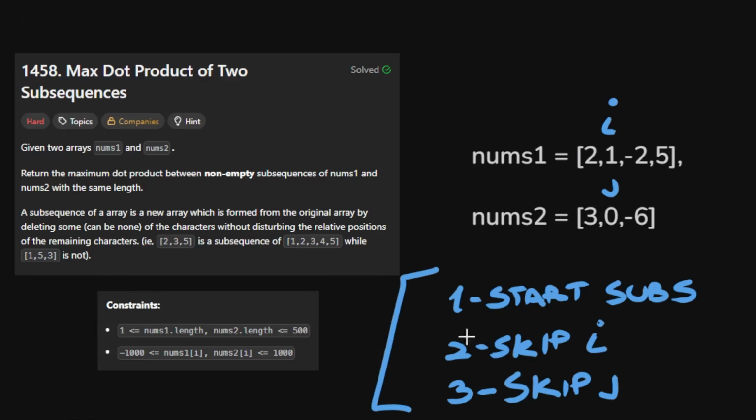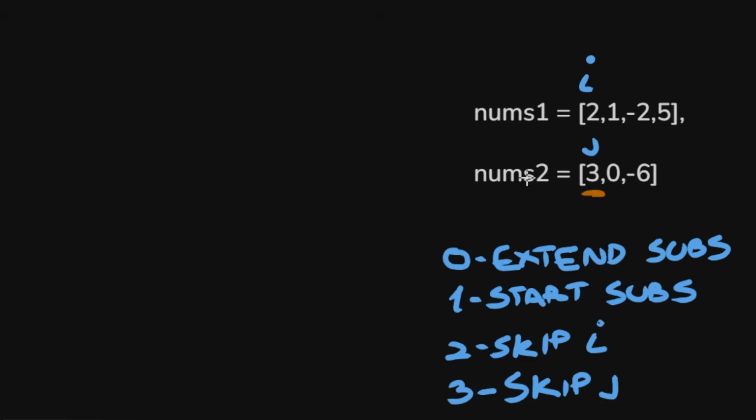And we have one more choice here. Let's say that both i and j pointers are at index 1. We can choose to extend the current subsequence. If we start the subsequence here, we can decide to extend this subsequence. So if we start from index 0, we basically have these three choices. Now, from index 1, we basically have these four choices available. So here we have four choices, here we have four choices, and here we have four choices.